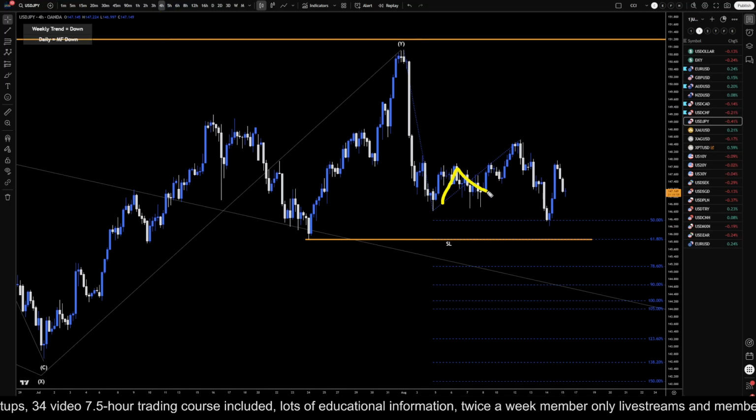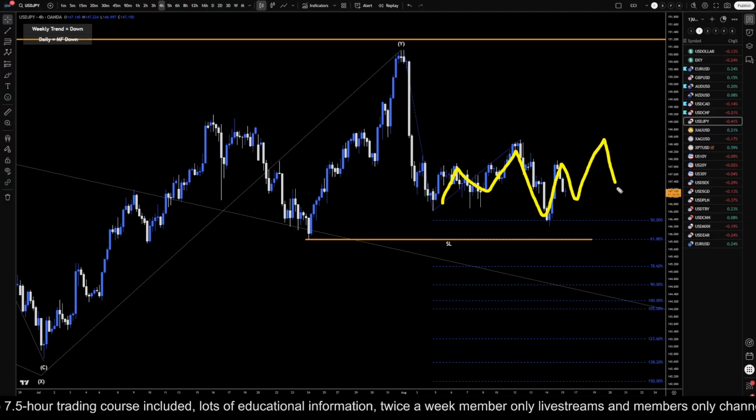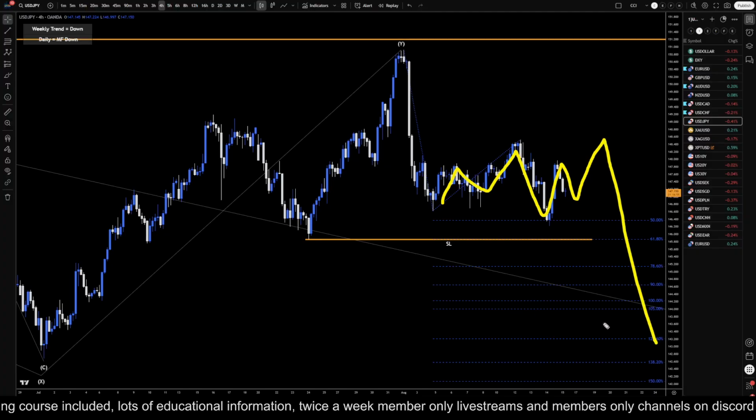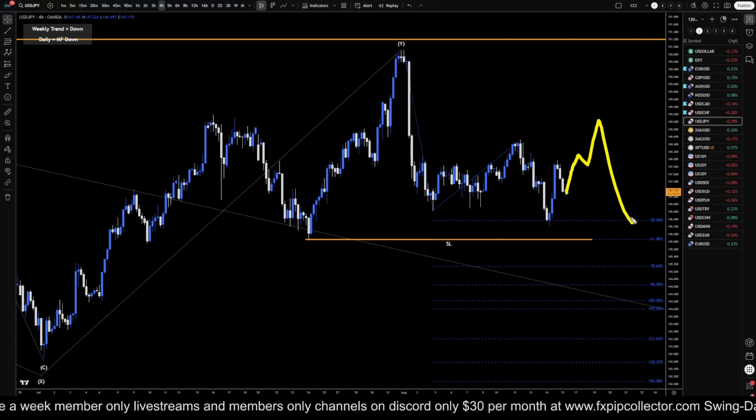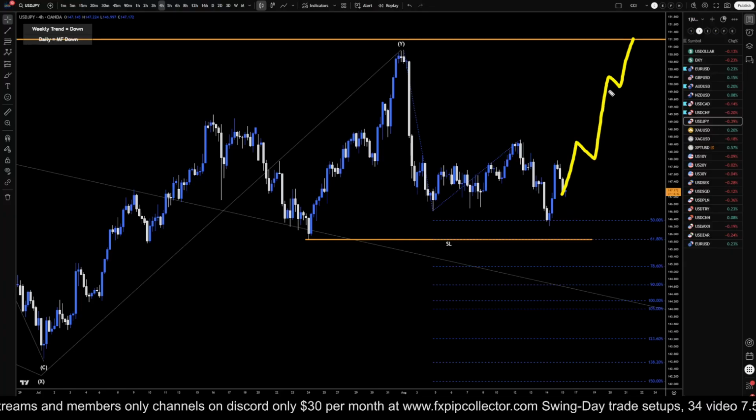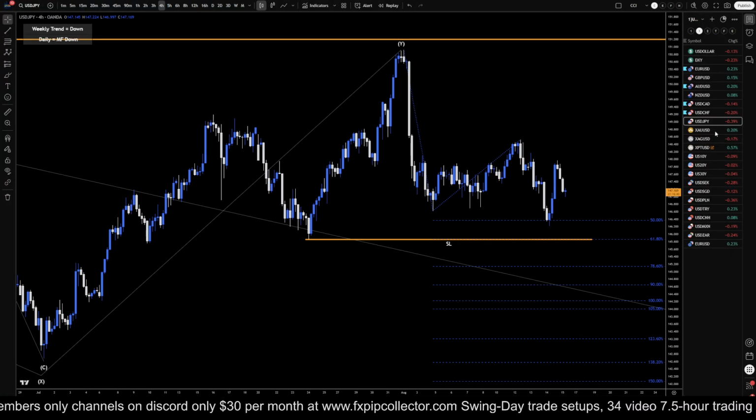Now, it could just end up being like a more complex correction, like a WXY, and then do something like that. But either way, now that we get this impulsive move up, we probably want to look for longs. And if it does this and turns down, we'll obviously go back to shorts. But if it does this and just keeps on going up, then great, we're looking for longs anyways now.